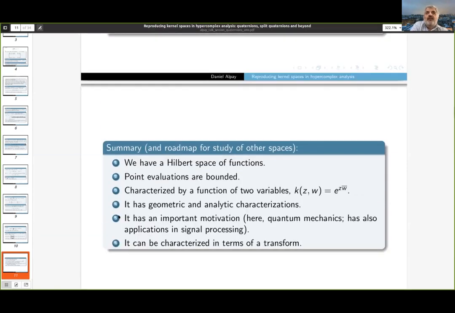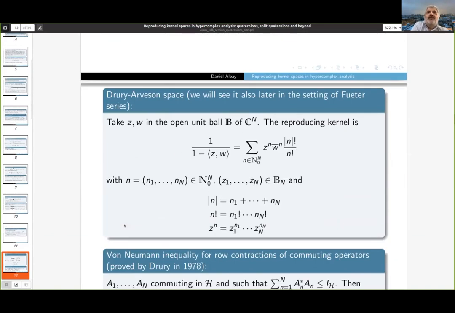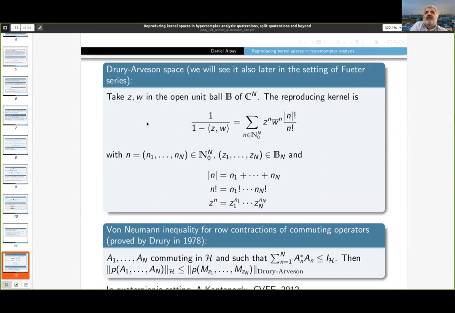So this is the Bergman-Fock-Segal space. It's an important space. You see, it bears three names, so one can imagine it's quite important. The Drury-Arveson space is also very important, and we will meet it later in the setting of Fourier series.